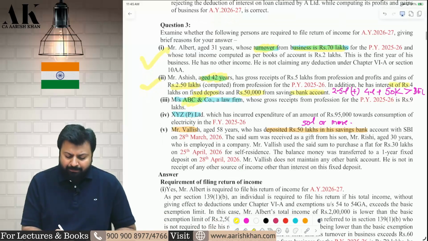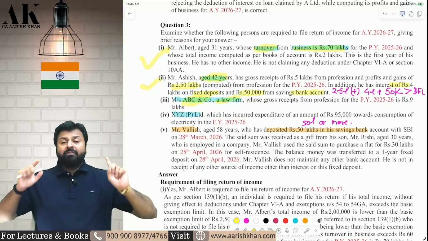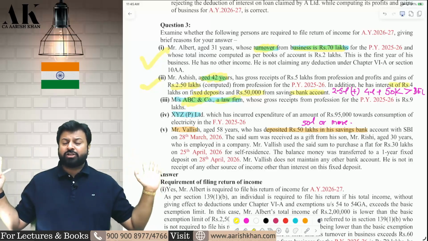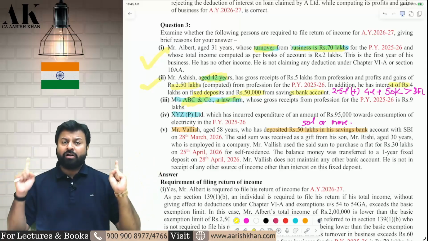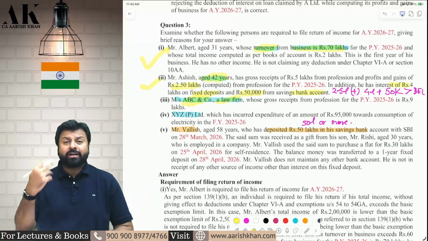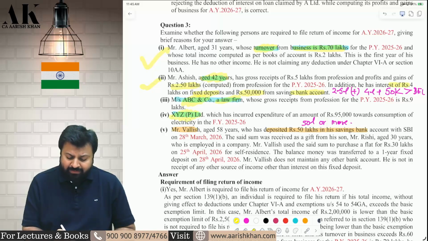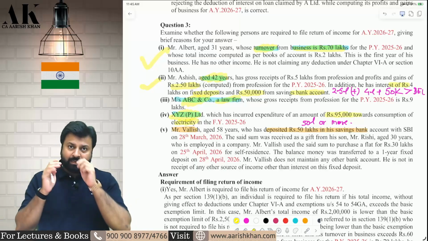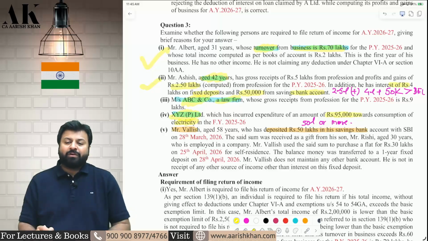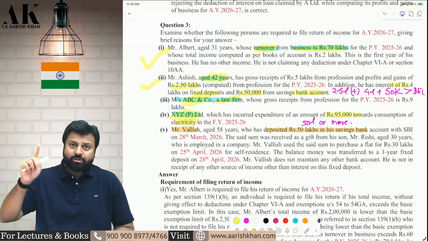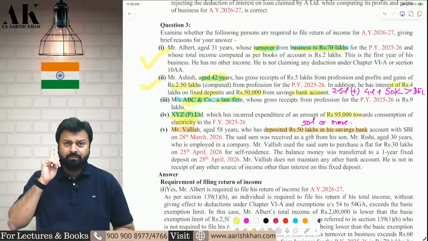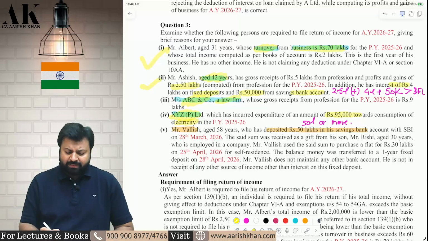Third, ABC company, a law firm. I will not read ahead. A firm and company is always liable to file the income tax return, irrespective of any condition. If you are a partnership firm, LLP or a company, you are always liable to file the return. Similarly, next one, XYZ Private Limited, which has incurred an expenditure of 95,000 rupees towards electricity. It doesn't matter. A company is always liable to file the income tax return. That electricity condition is not applicable for company and firm. That is applicable for individual, HUF, where electricity charges exceed 1 lakh rupees. That is for other than company and firm. Company and firm are always liable to file the income tax return.